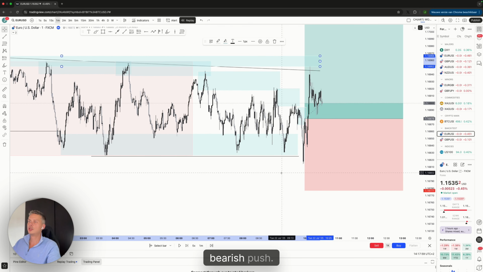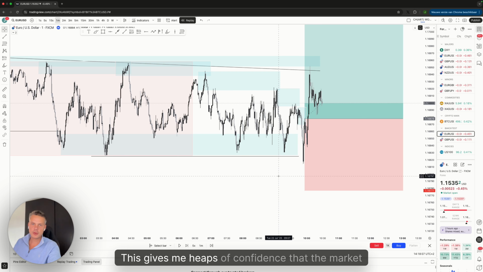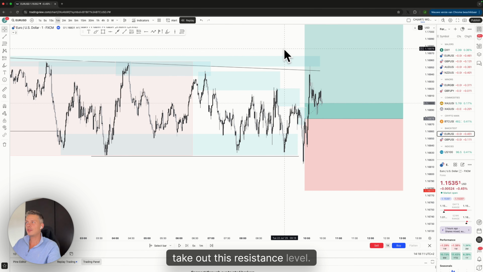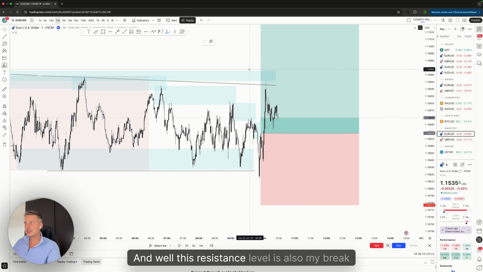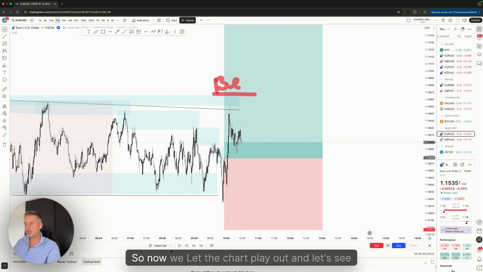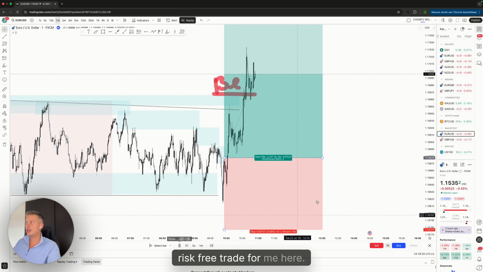Another bearish push. What does it mean? It means that again, sellers are induced. This gives me heaps of confidence that the market will at least take out this resistance level. And well, this resistance level is also my break-even point. Easy. So now we let the chart play out and let's see what happens. Spikes, going to break even. Risk-free trade for me here.